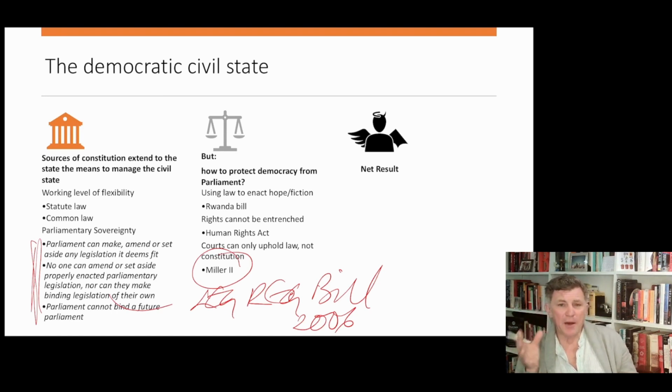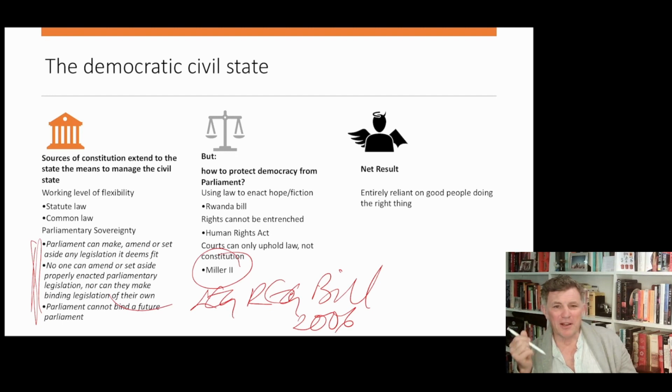But the issue here is, how do you protect democracy or rights or indeed anything from Parliament if Parliament can pass any legislation it deems fit? And the answer to that is that our Constitution hinges entirely on good people doing the right thing. If bad people choose to do bad things, there's very, very little that our Constitution can do to prevent that. And that's what we saw with prorogation. That's what we see with the Rwanda bill. That's what we saw with so many other things that I'm not going to get into right now, because I do get into it at the end.